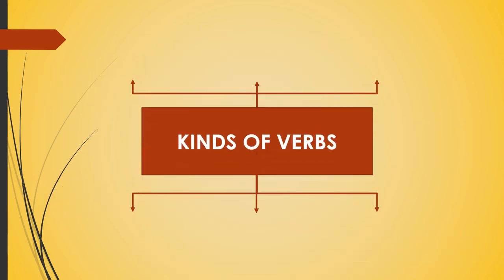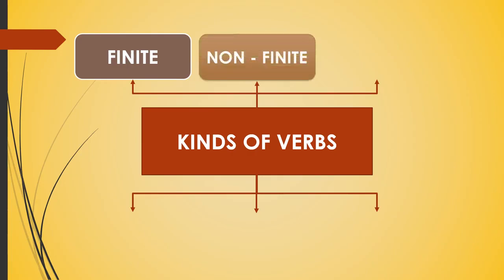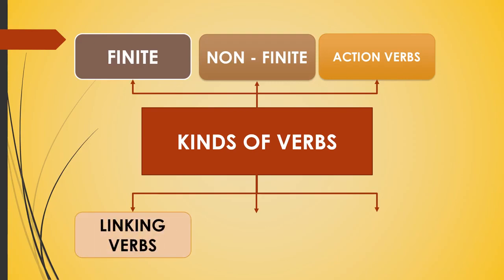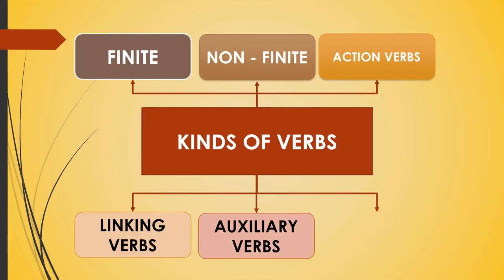So let's see how many kinds of verbs there are. Number 1, finite verb. Number 2, non-finite verb. Number 3, action verbs. Number 4, linking verbs. Number 5, auxiliary verbs. Number 6, modal verbs. So there are 6 kinds of verbs.